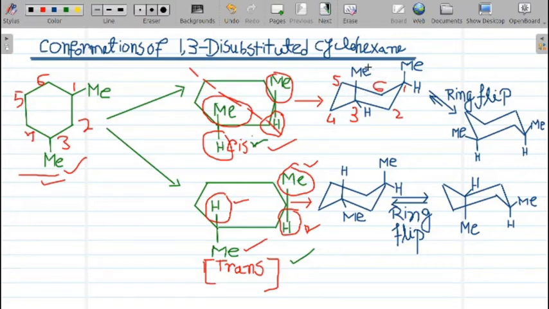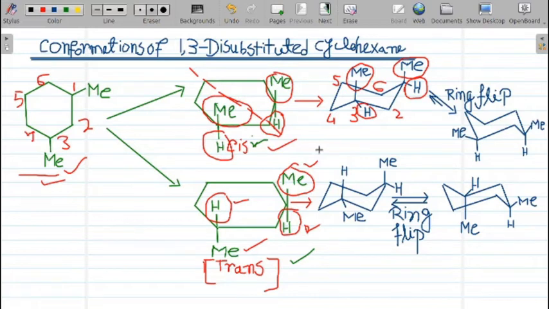Here you can see that for the cis conformation in 1,3-disubstituted cyclohexane, in the chair conformation, the two methyl groups are present in the axial position, and the two hydrogen atoms are present in the equatorial position for the cis isomer of 1,3-dimethyl cyclohexane.